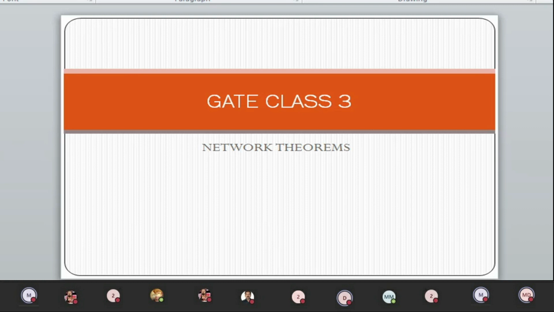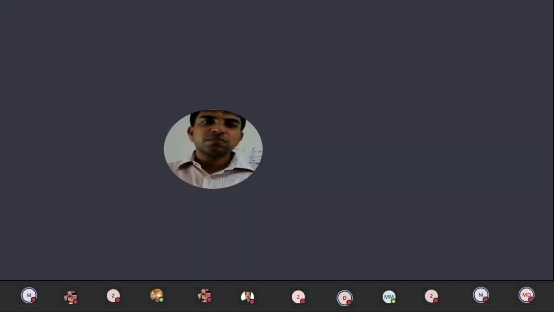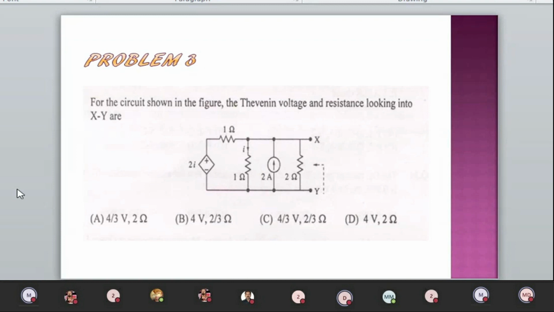For the circuit shown in the figure, find the Thevenin's voltage and resistance at XY. So take care, you have one dependent source, a current dependent voltage source, that is 2I, where I is the current through the 1 ohm resistor. He has given 4 choices. Let us proceed.